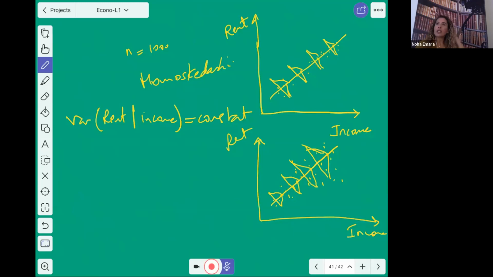I wanted to repeat this idea with so many different things. If I have a small class and the test score, usually if I have a small class, the variation within the class is small, but if I have a class of 1,000 people, the variation will be wide. You can also think about so many different examples.